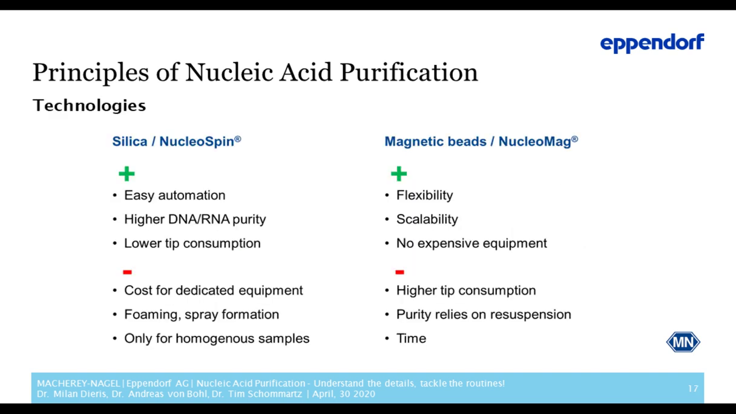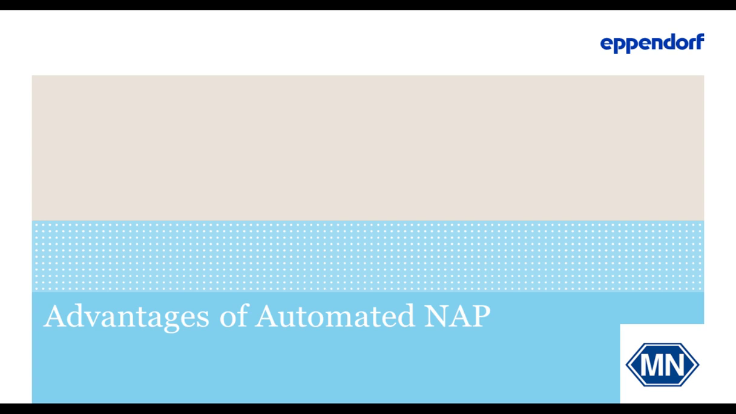I explained to you how a silica membrane kit works and how a magnetic bead-based kit works. Since this is a webinar also targeted at customers, lab technicians and scientists interested in automation, we're displaying the pros and cons of these different technologies here. Later on, especially in the last part, we will see from a practical perspective what the advantages and disadvantages of silica versus magnetic bead kits are in different applications. And now I will hand over to Tim, who is going to jump into the process of automation in nucleic acid purification.